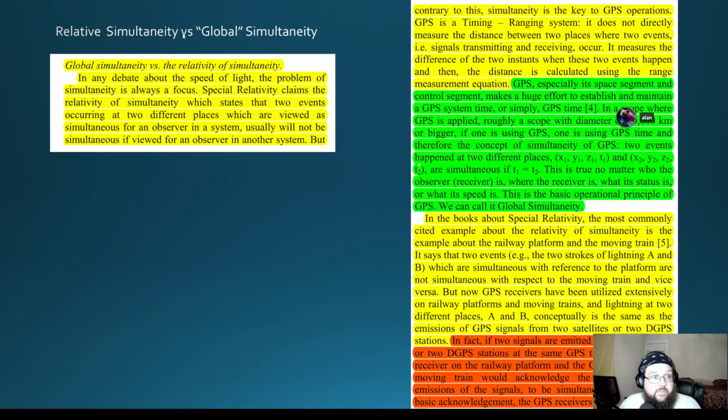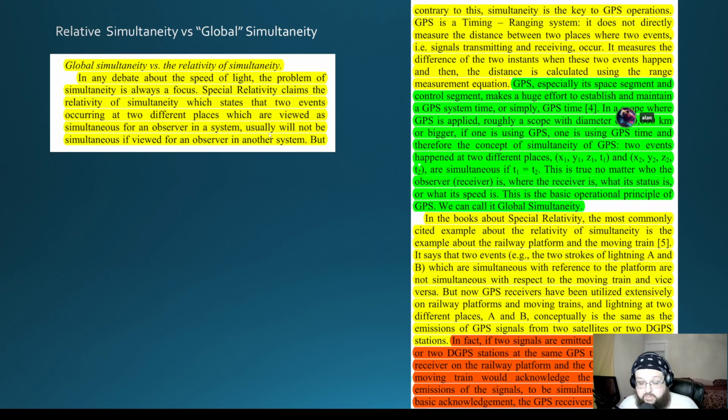Okay, relative simultaneity versus global simultaneity. In any debate about the speed of light, the problem of simultaneity is always a focus. Thus, special relativity claims the relativity of simultaneity, which states that two events occurring at two different places which are viewed as simultaneous for an observer in one system usually will not be simultaneous for an observer in another system. And Wang is being generous here by saying usually, it's never.